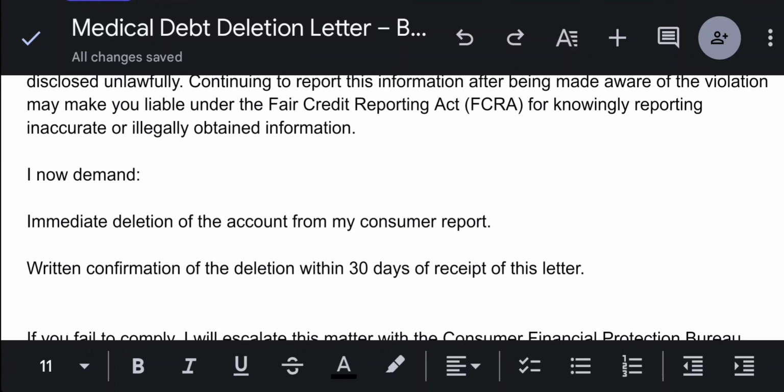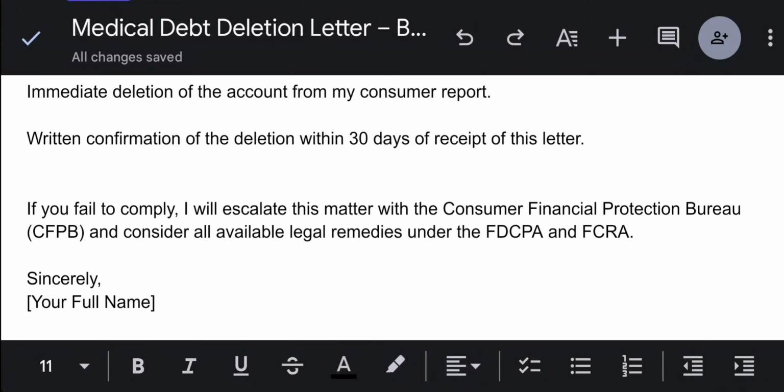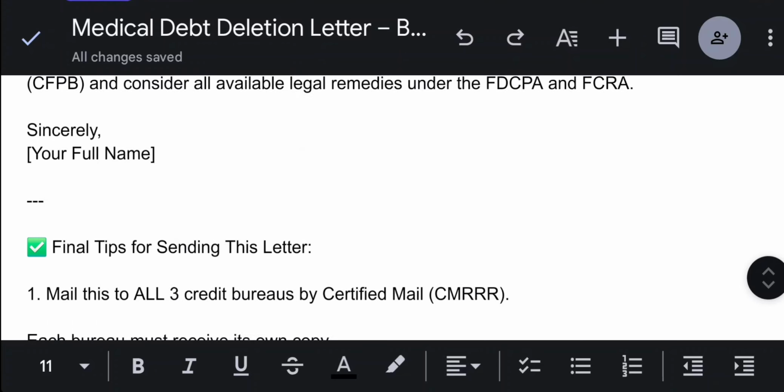I now demand immediate deletion of the account from my consumer report. Written confirmation of the deletion within 30 days of receipt of this letter. If you fail to comply, I will escalate this matter with the Consumer Financial Protection Bureau and consider all available legal remedies under the FDCPA and FCRA, which there are legal remedies available under these codes. They know them. Trust me. So that being said, you can use this to your advantage. You put sincerely and your full name.